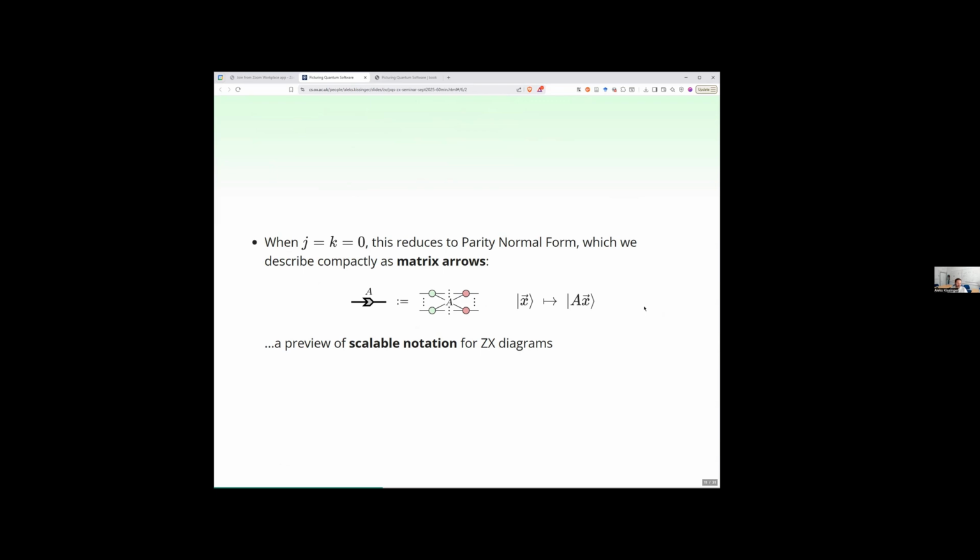If we zoom out a bit, this is a first preview of the scalable notation. The scalable notation turns single wires into registers of wires, like these bold wires. And the really interesting thing that it adds are these matrix arrows. Bits of scalable notation are sprinkled throughout the book, especially when it makes things nice or easy to work with in a general way, working over these registers.